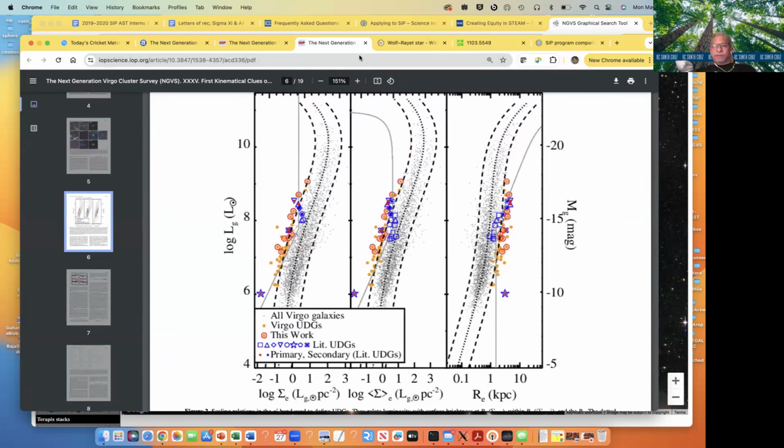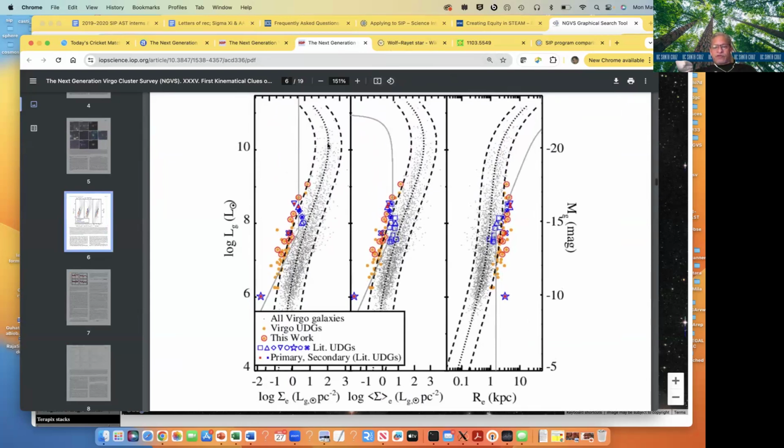Of the 3 panels, again, I'm going to focus on the diagram on the far right.